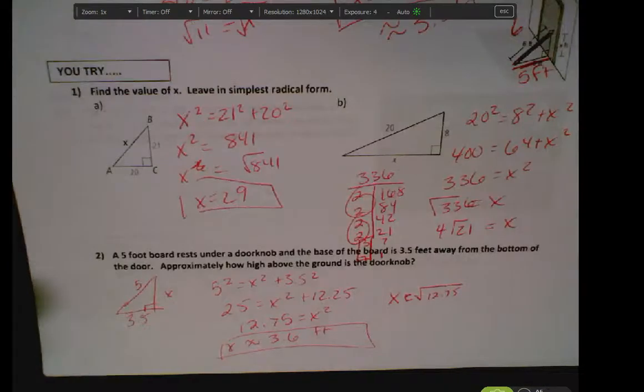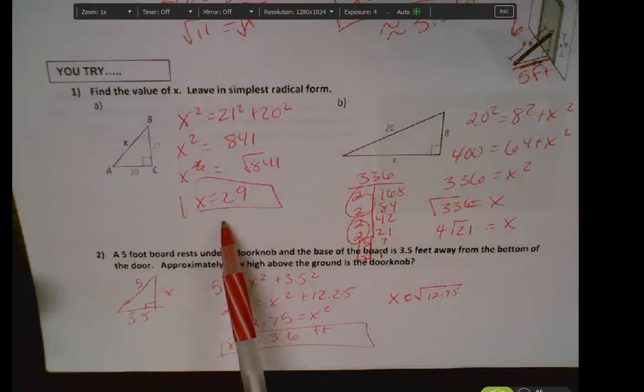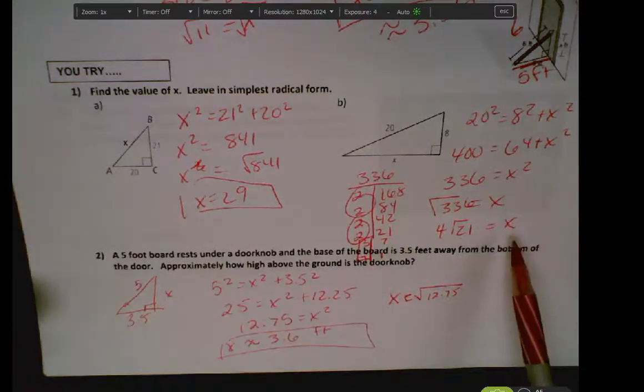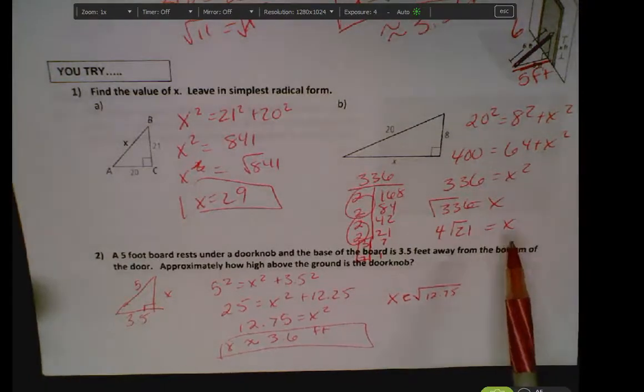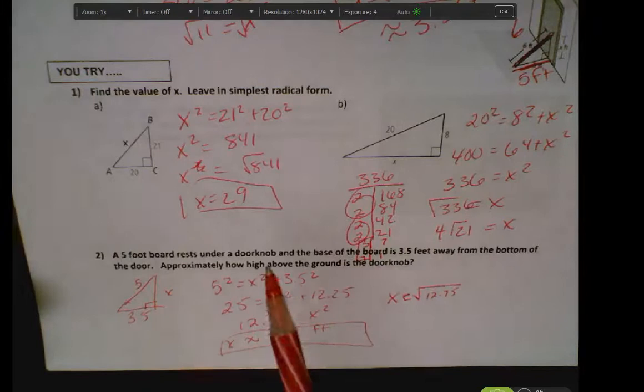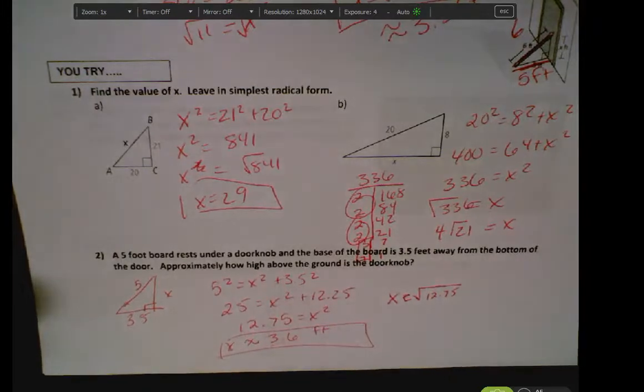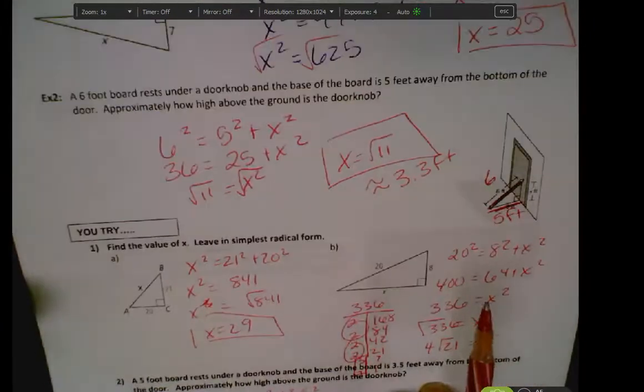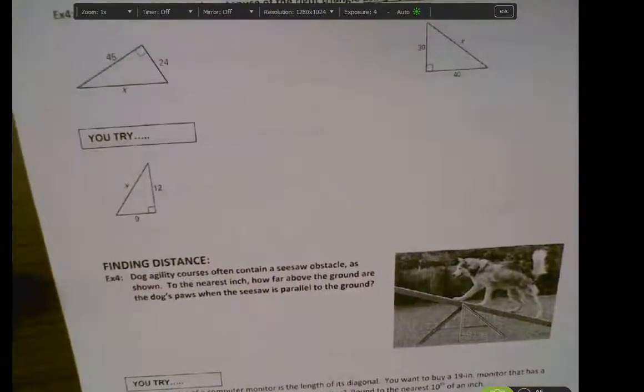Okay, in the practice problems, those are the answers. You should have found x is equal to 29, x is 4 radical 21, and x is approximately 3.6 feet long. If you were not able to get those correct, you should pause the video, work through the examples, and see if you can find your mistake. Otherwise, let's move on to section 2.